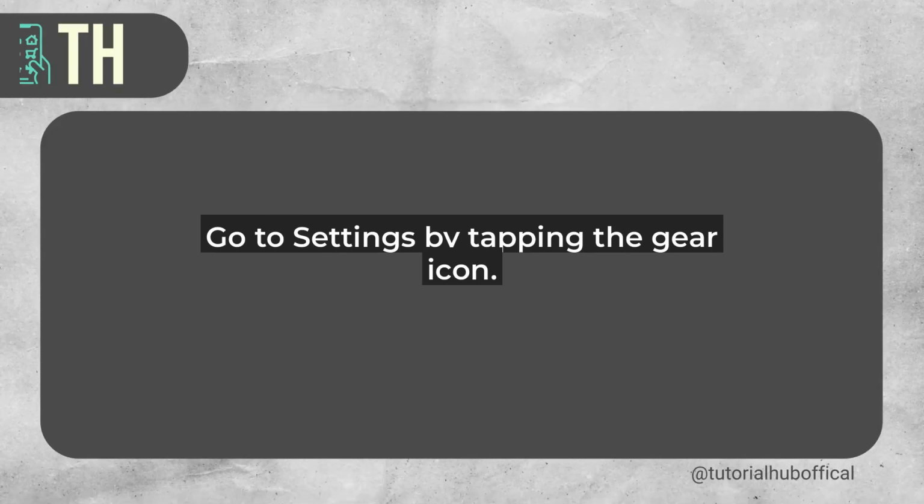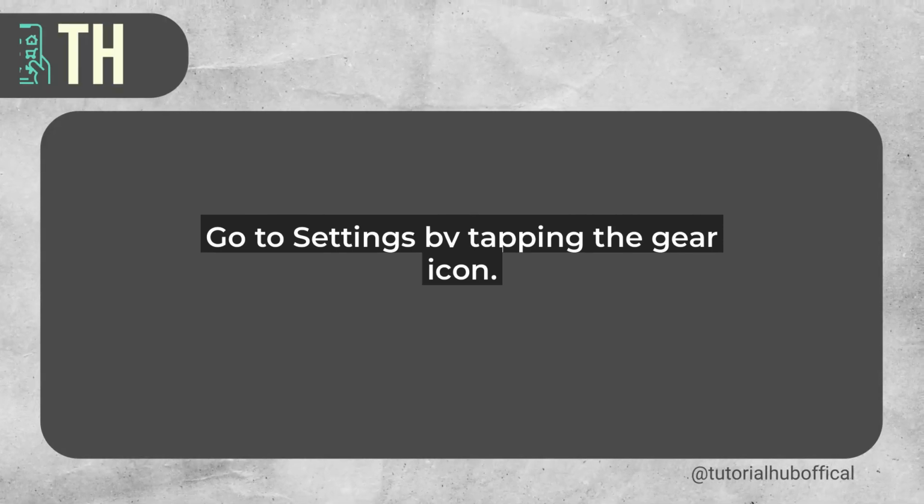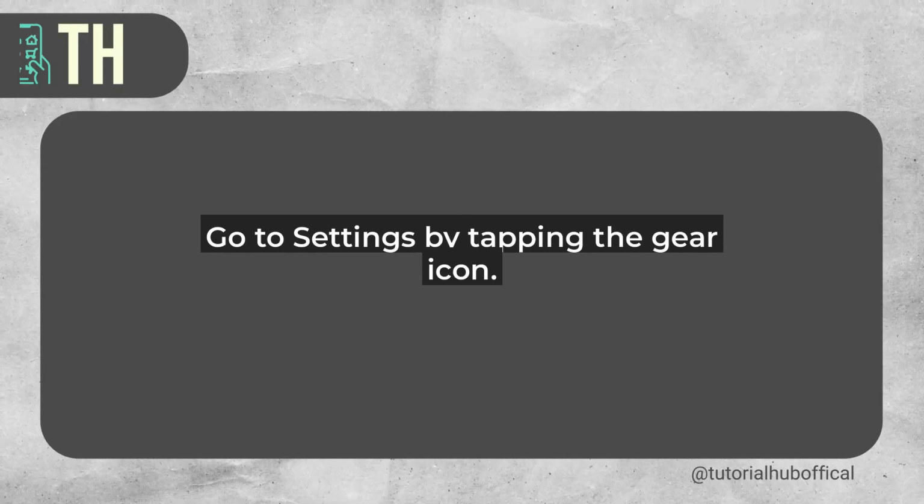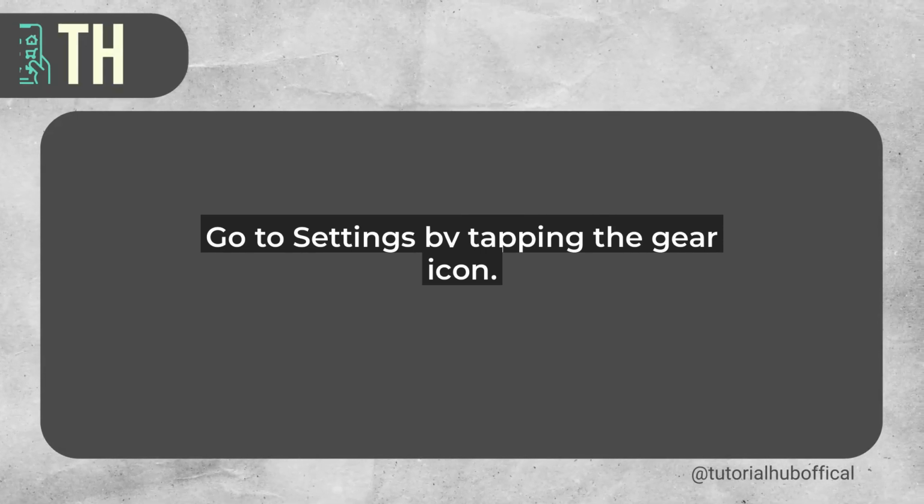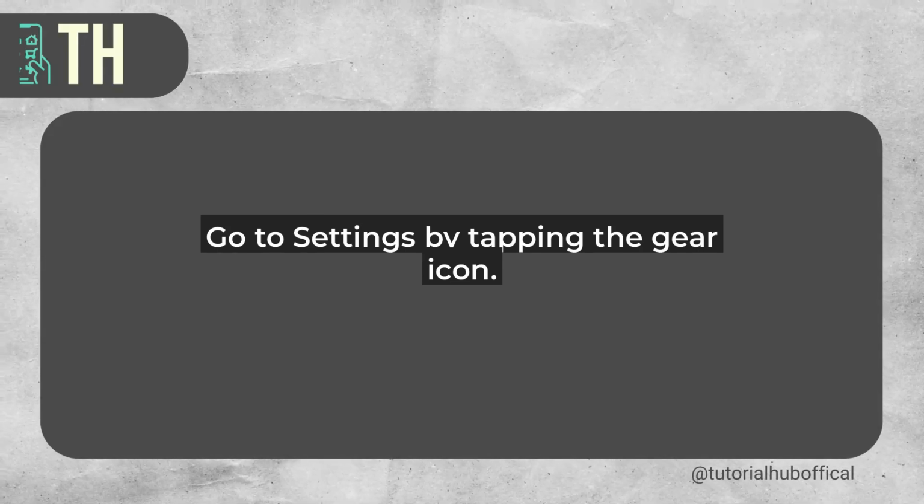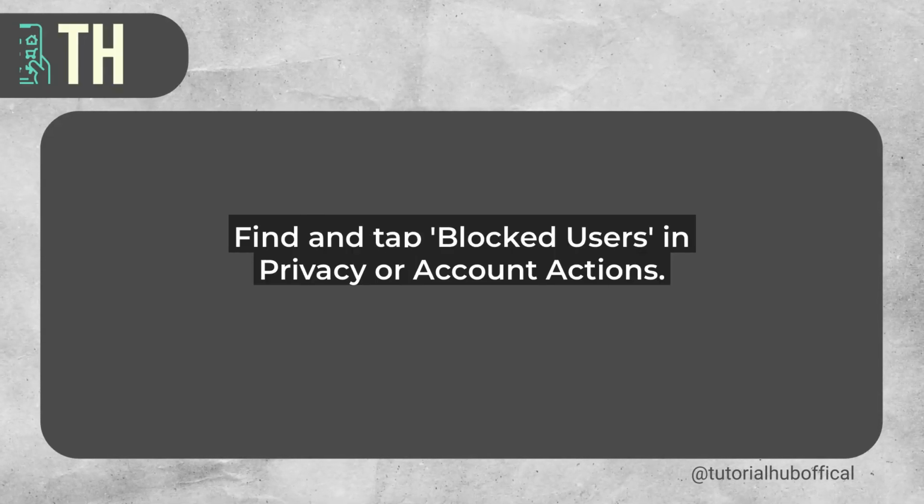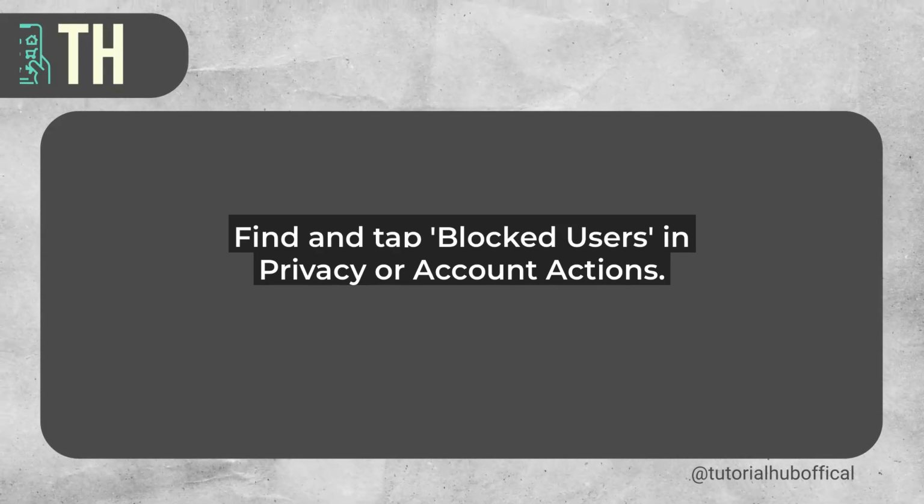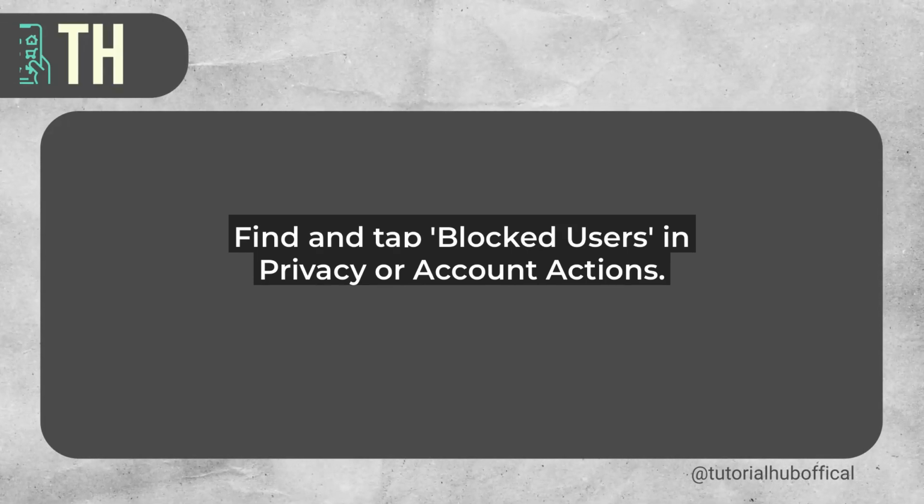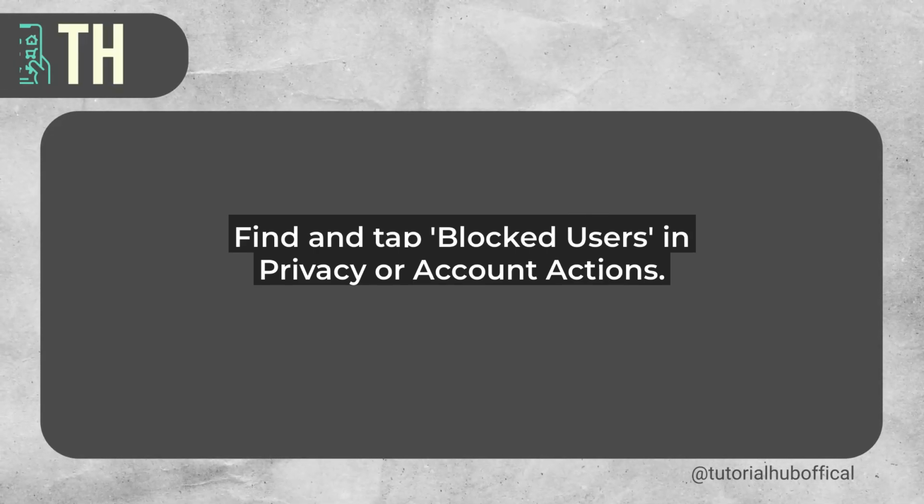Step 2. In the settings menu, look for the Privacy or Account Actions section. This is where you'll find blocked users, or something similar. Snapchat's interface might vary slightly based on your device and the 2025 updates. Step 3. Tap on Blocked Users. You'll see a list of people you've blocked. Find the person you want to unblock and tap on their name.